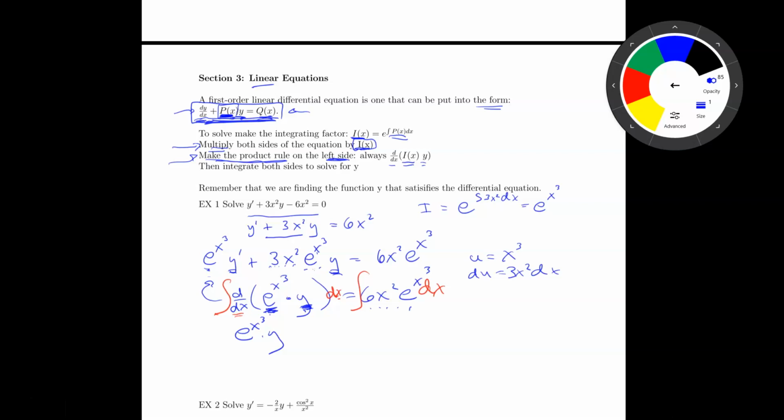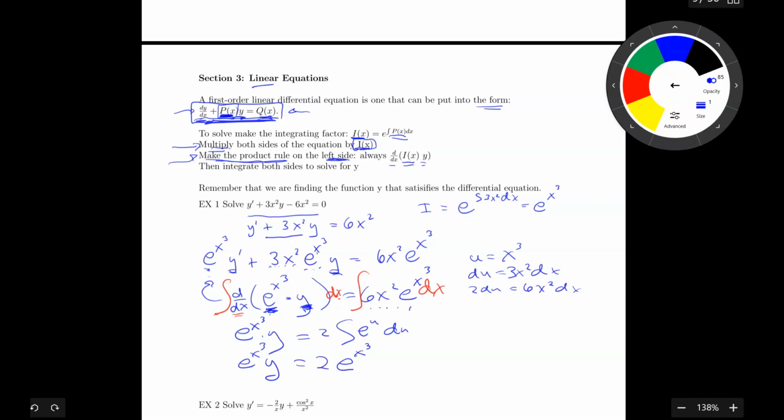So let's see. I think if I multiply both sides by 2, right? So I get 2 du and e to the u. So I'm going slow to make sure I don't make any mistakes. So the integral of e to the u is e to the u, put the x's back in, and then add a plus c, correct? You have to add the plus c right after you finish integrating.